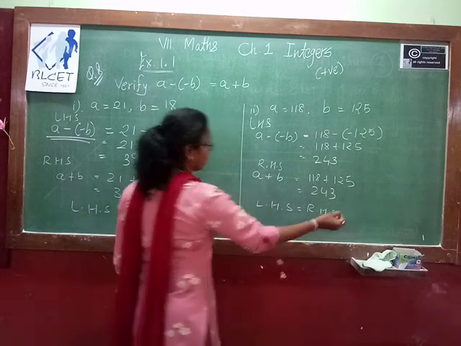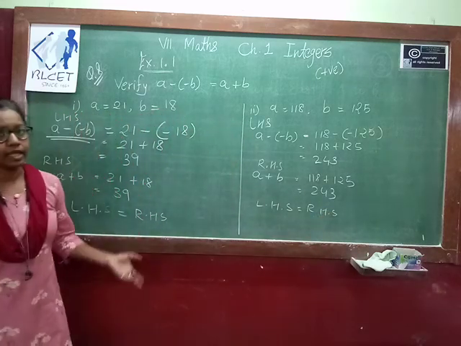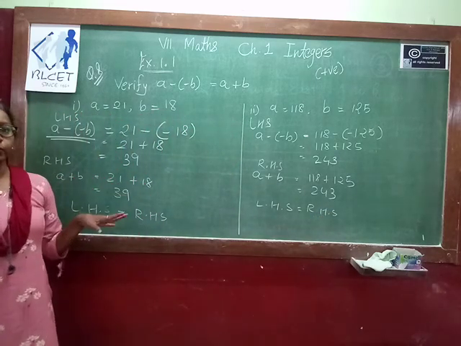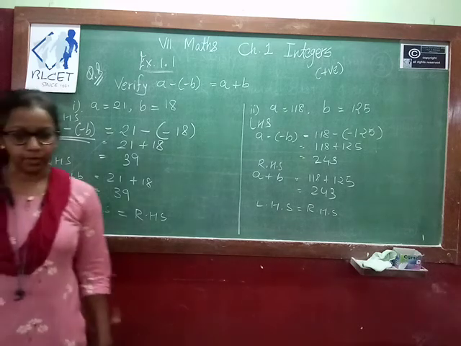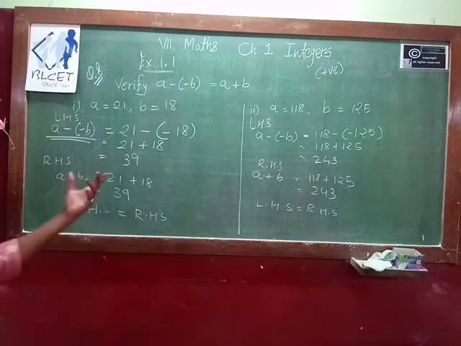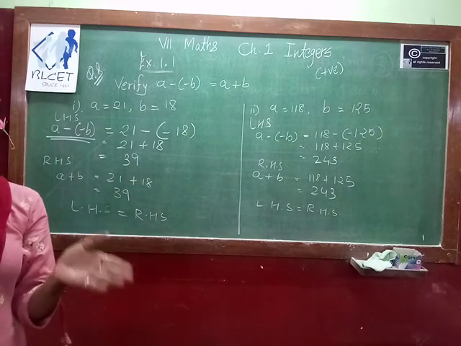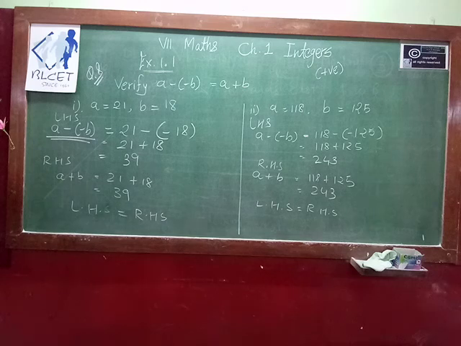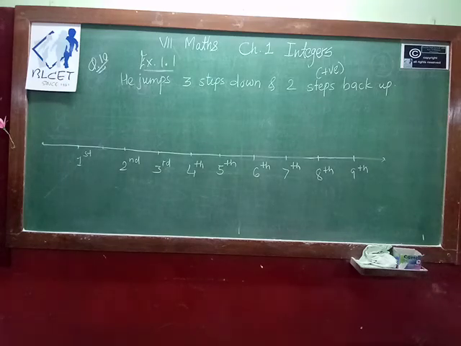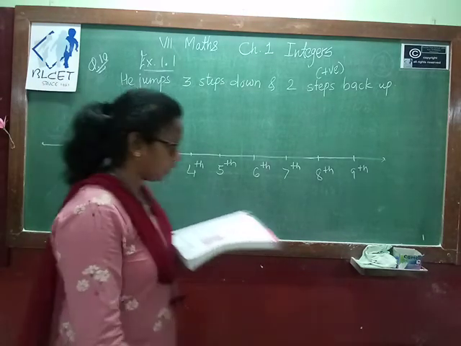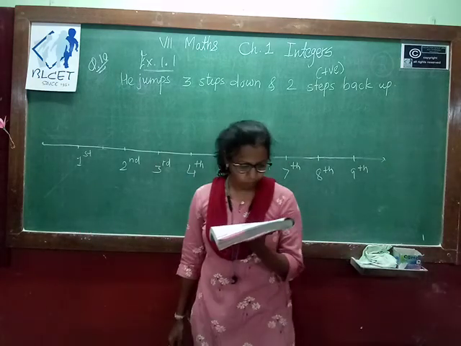So this way we can solve the questions. Okay, 2 questions I have solved, remaining 2 questions try to do by yourself. So ultimately we are proving that A minus of minus B is always equal to A plus B. So this is all about your question number 8. Now see the 10th question, as the 9th question you will do by yourself as homework.